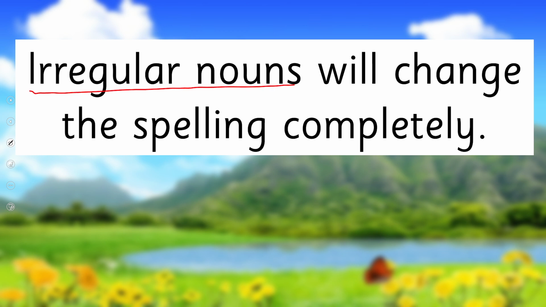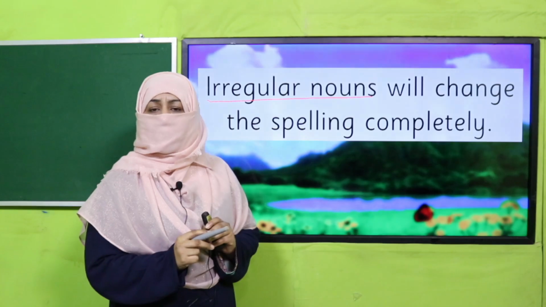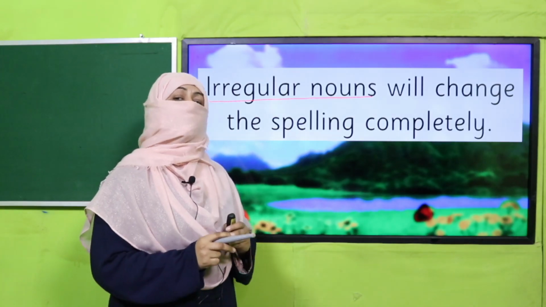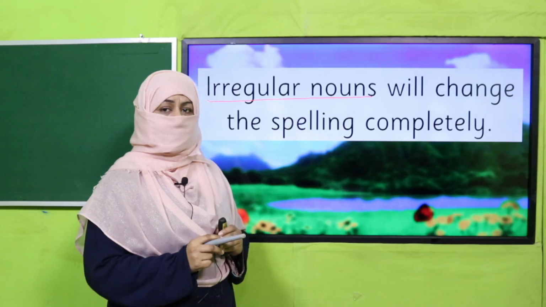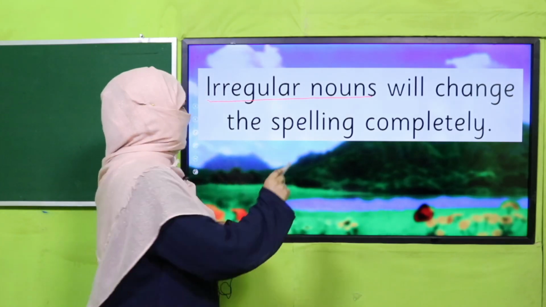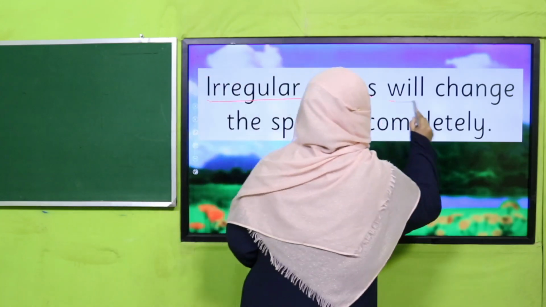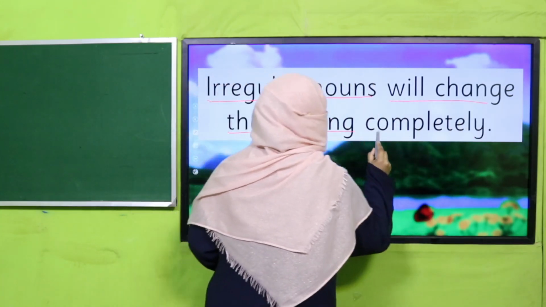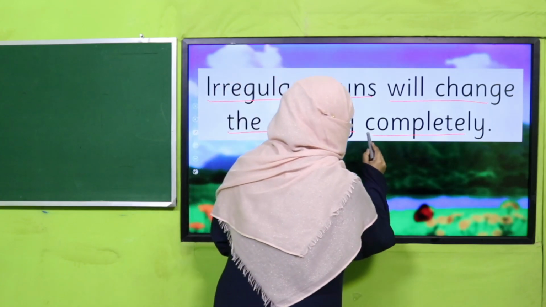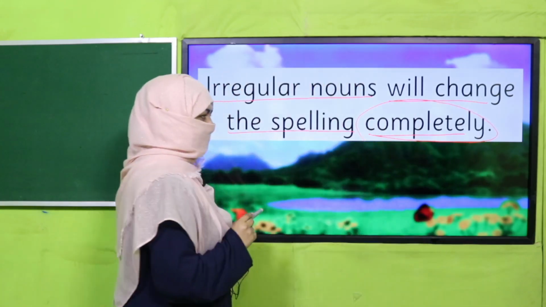Whenever for a noun we change its plural, and the plural is totally different from the singular, it is called an irregular noun. Remember? Okay. So for an irregular noun, we change the spelling completely. This plural noun will be completely different from the singular noun.